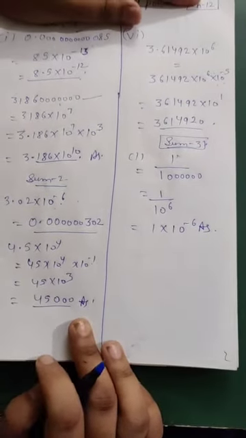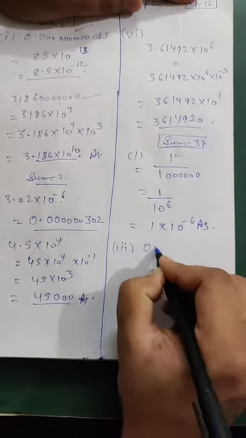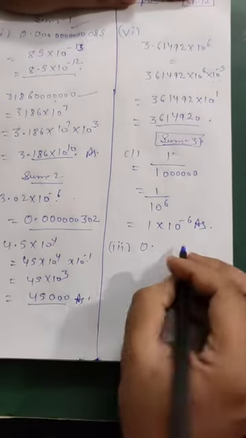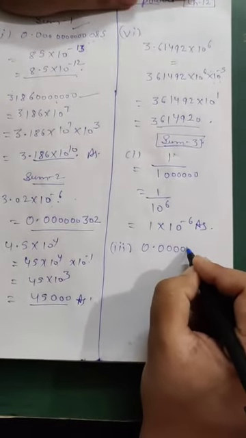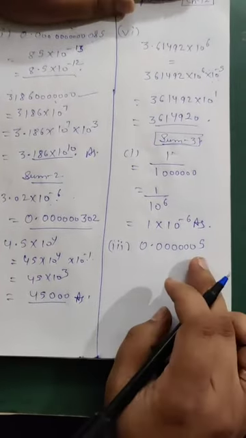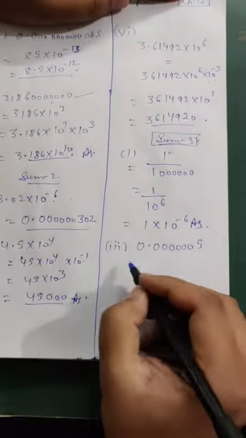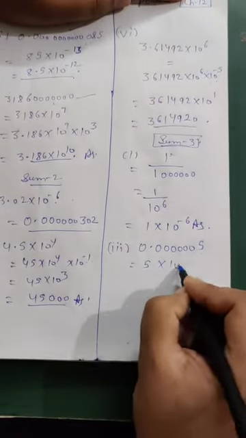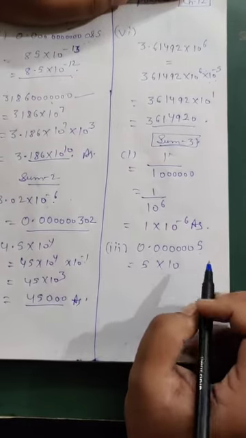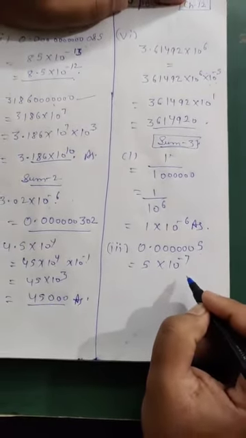Then size of bacteria is given in the third part. Size of bacteria is 0.0000000 and 5. So as we can see, the decimal is at the 7 places. So how can we write this number? 5 into 10 raised to the power. When we remove the decimal, the exponent will come in the negative. So 5 into 10 raised to the power minus 7.